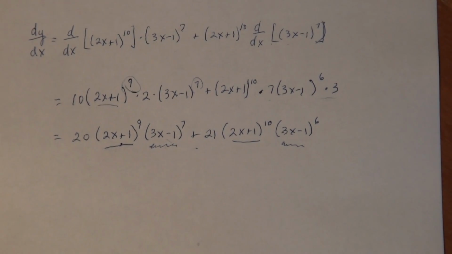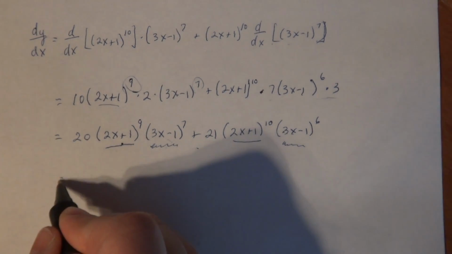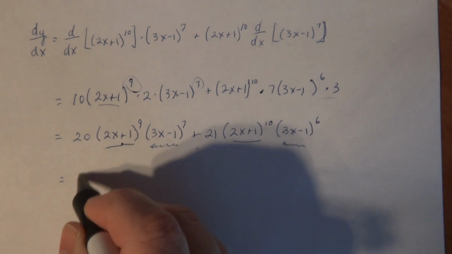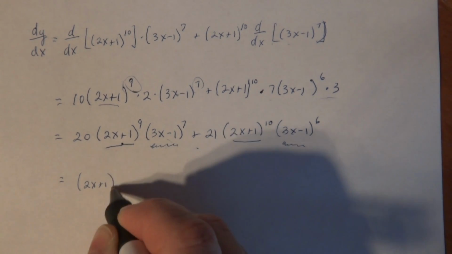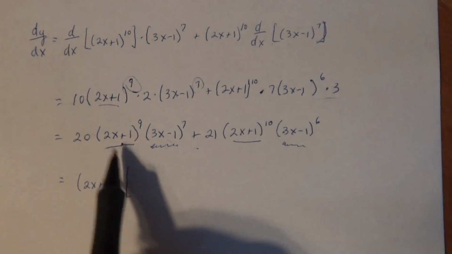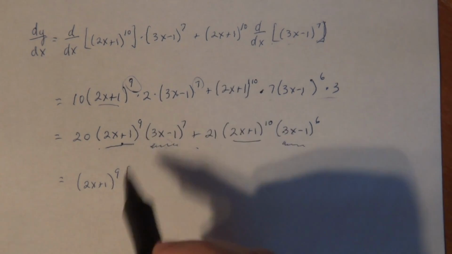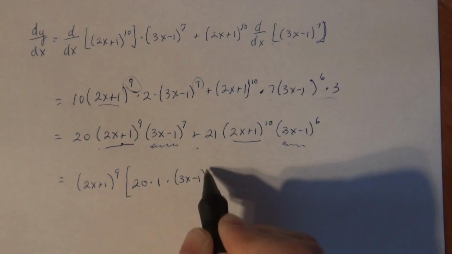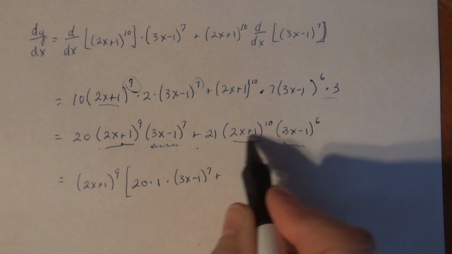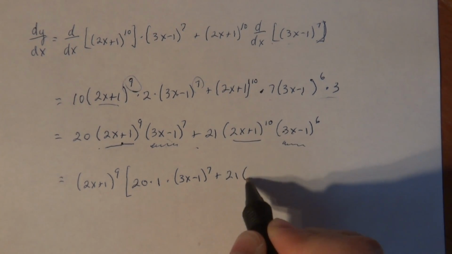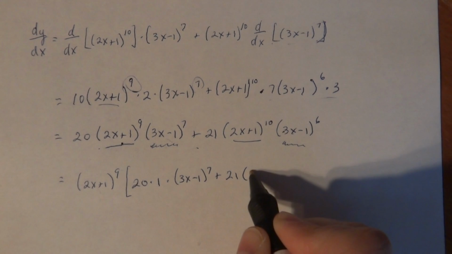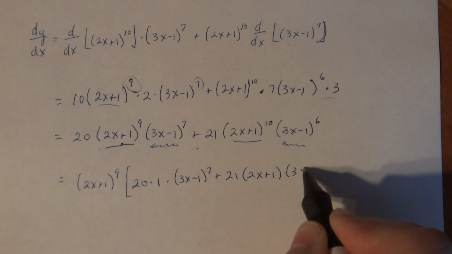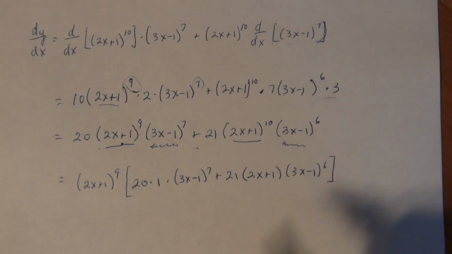All right, so let me go down here. We'll have to check up and down for a little while. So I'm going to factor out a (2x plus 1) to the 9th out of both terms. I'll do that first. So what's left? When I take this out of this term, I'm just left with 1. So 20 times 1 times (3x minus 1) to the 7th. When I take them out of this, I have a 2x plus 1 left. 21 stays the same. I have 1, (2x plus 1). And then the (3x minus 1) comes along. To the 6th, of course.